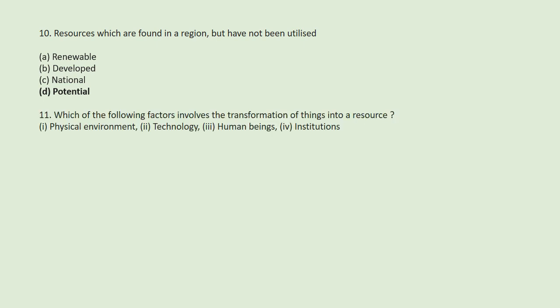Question 11. Which of the following factors involves the transformation of things into a resource? Physical environment, technology, human beings, institutions. A. 1 and 2 are the right options. B. 2 and 3 are the right options. C. 1 and 4 are the right options. D. All of the above. So answer for this is all of the above. The factors which involve the transformation of things into a resource are physical environment, technology, human beings, and institutions.